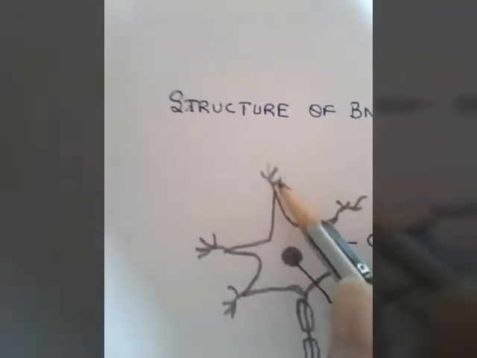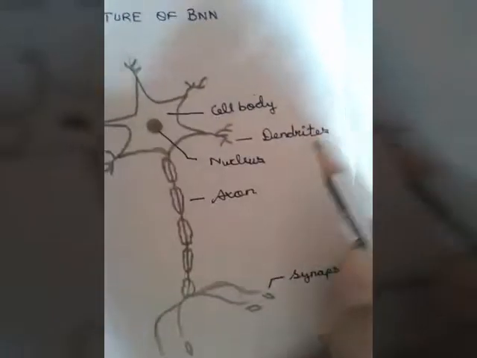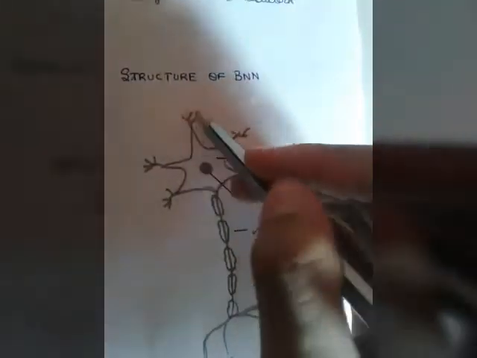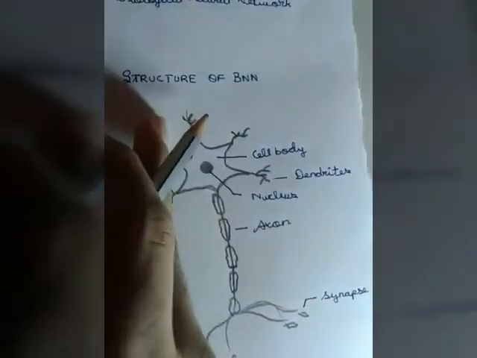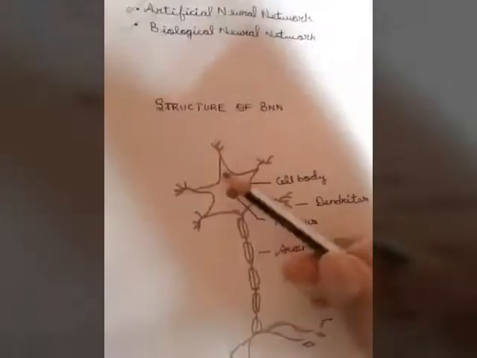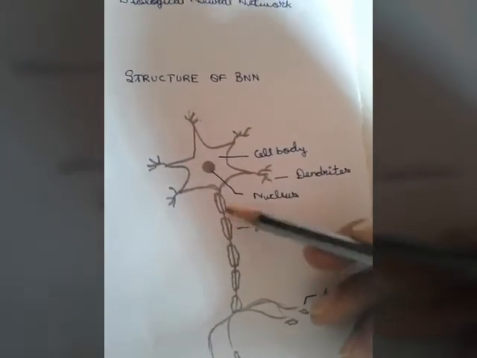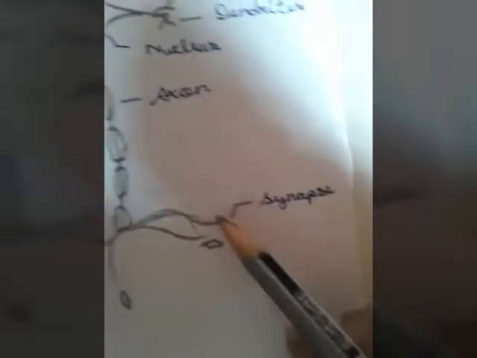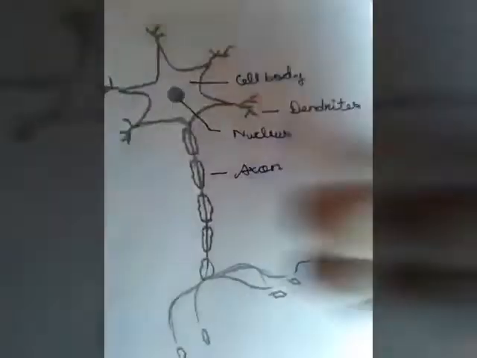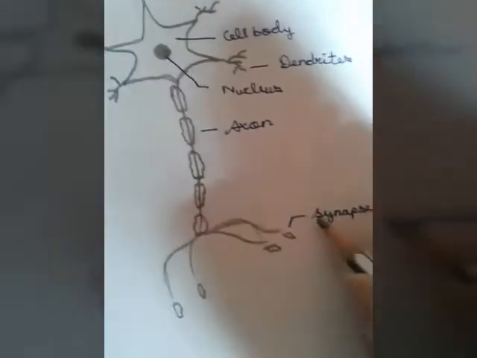These are known as dendrites, and they collect information from the other neuron. It takes the information to the cell body, and it passes through the axon. This is the axon over here, and finally it goes out from that particular neuron and is sent to the next neuron by the synapse.